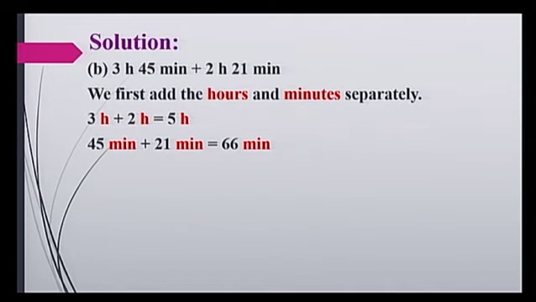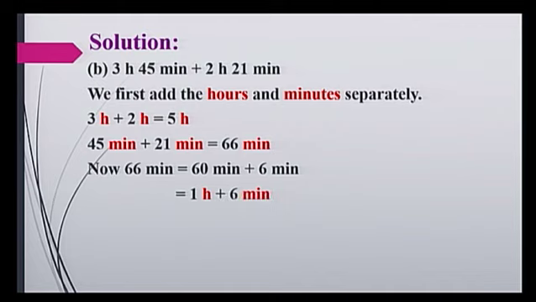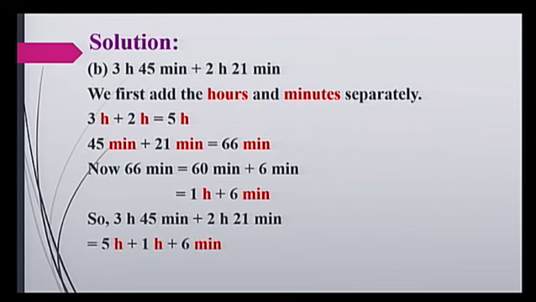And 66 minutes now can be written as 60 minutes plus 6 minutes. This 60 minutes, I can replace it by 1 hour plus the 6 minutes. So 3 hours 45 minutes plus 2 hours 21 minutes will give me 3 plus 2, 5 plus the 1 hour 6 minutes, and this gives me 6 hours 6 minutes.